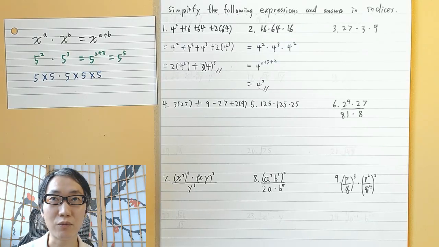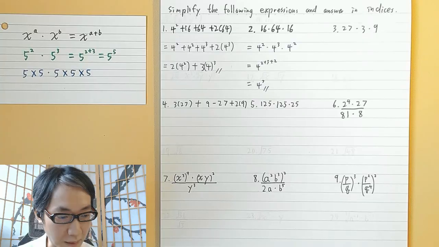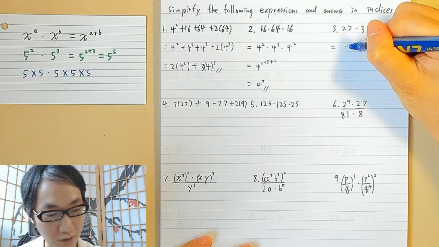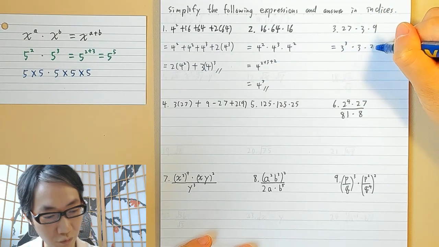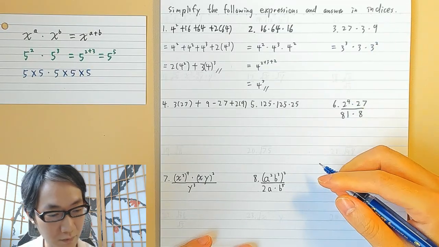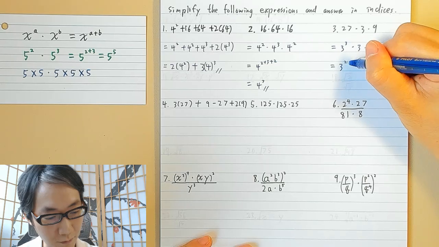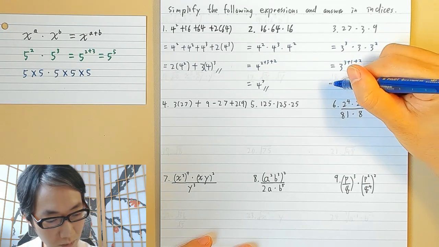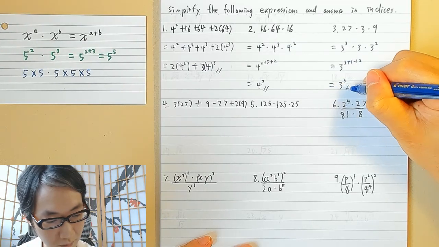And then number 3. 27 times 3 times 9. Okay, all of these are powers of 3. So this is 3 to the power of 3 times 3 times 3 to the power of 2. Okay. Then we use the addition rule. 3 plus 1 plus 2. This will be 6, so 3 to the power of 6.